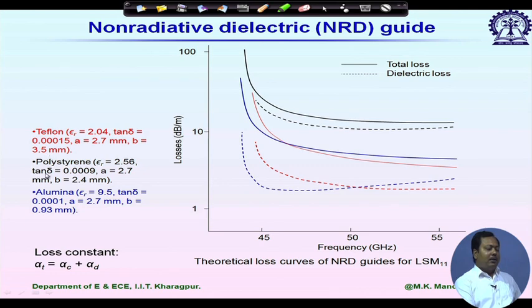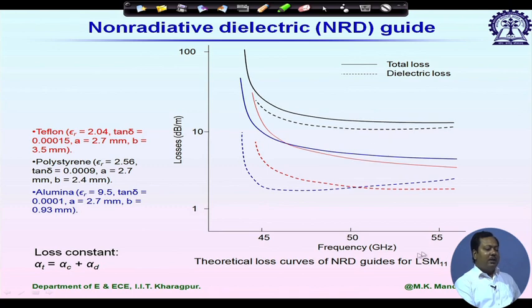In the second example, polystyrene, epsilon r 2.56, A and B values are 2.7 and 2.4. Third example, alumina, now epsilon r is much higher, 9.5, A same value, B 0.93, this is to minimize loss. Now, we are plotting the total loss and the dielectric loss. If I concentrate on any one plot, polystyrene, let us say, it has tan delta 0.0009. So, mostly the loss is due to dielectric, right.